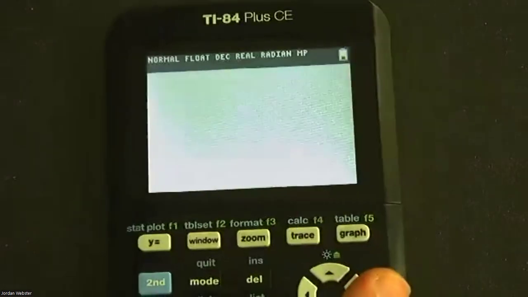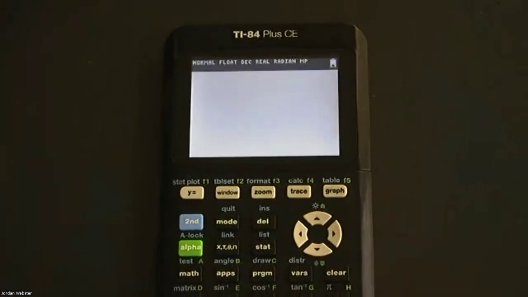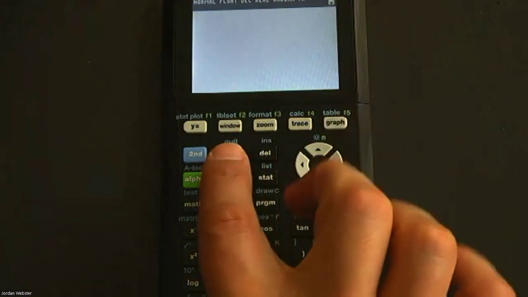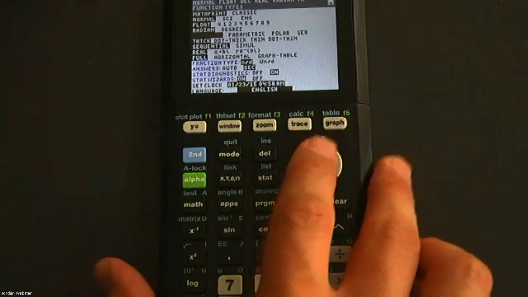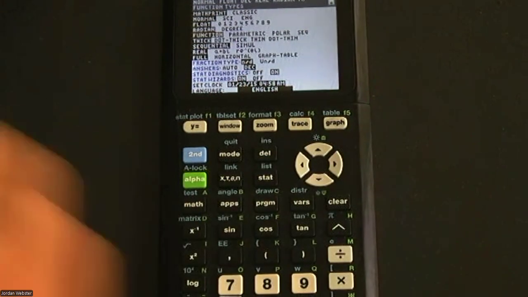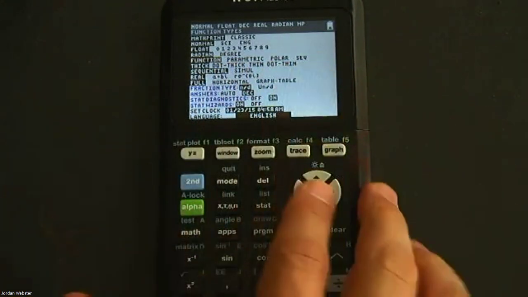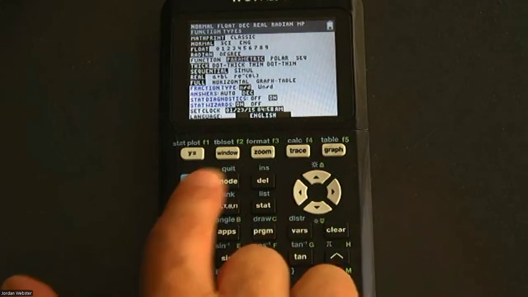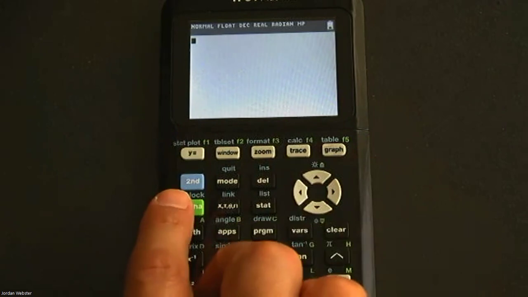TI-84, what I have to do is obviously turn on the calculator. And then I'm going to make sure I'm in the parametric mode. So I go to mode, and on my calculator, the fifth line down is function, parametric, polar, and sequential. So we're talking about parametric. Make sure that's highlighted. Once I do that, I can either go back to the home screen or I can go right to the graphing.